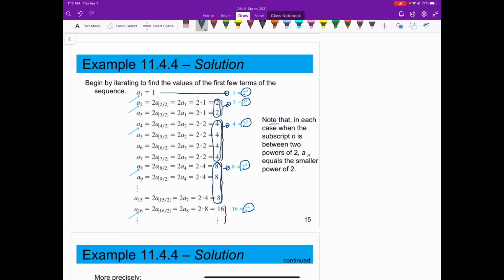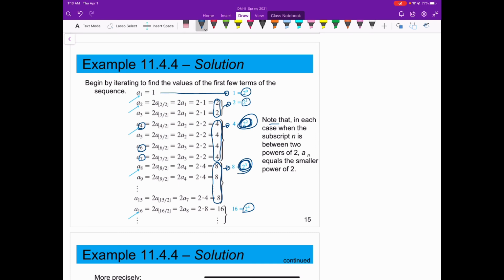Note that in each case, when the subscript n is between two powers of 2, a_n equals the smaller power of 2. That means, let's say this subscript 4 is between 2 to the power 2 and 2 to the power 3. This subscript 6 is in between 2 to the power 2 and 2 to the power 3. This subscript 7 is in between 2 to the power 2 and 2 to the power 3.